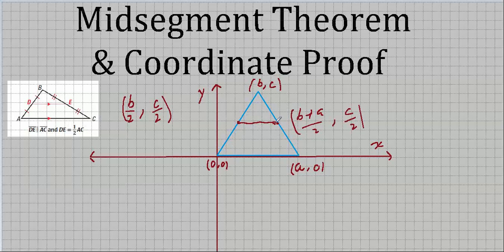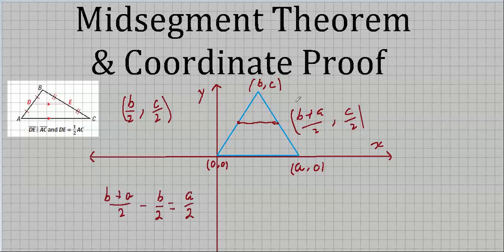Number one, how do we know this is half the length of this? We could start with that. Might not be too hard to show. Let's check it out. This is a horizontal line. They have the same y coordinates. So, all we have to do is compute the horizontal distance here from (B plus A) over 2 to B over 2. That'll be easy.